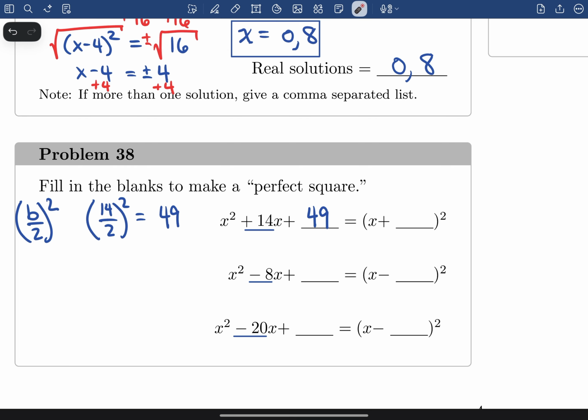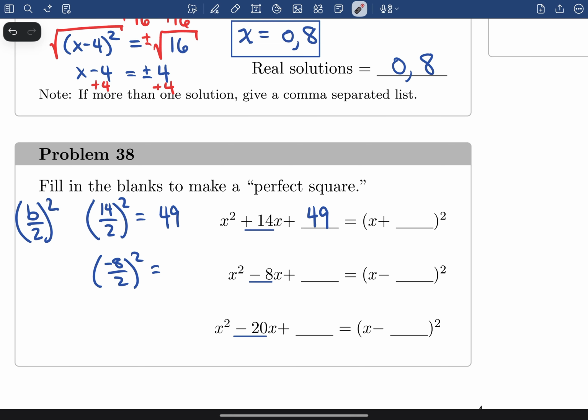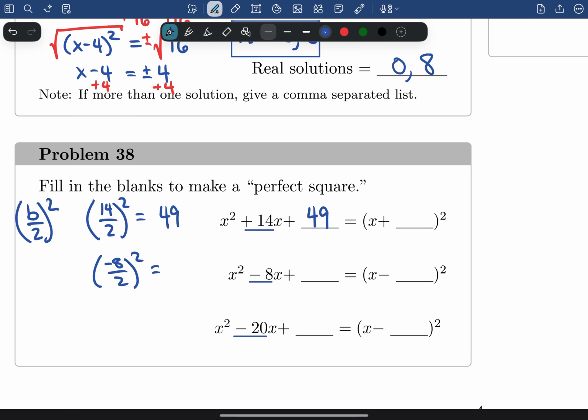Let's try it again in the second case. Let's take negative 8. Now divide it by 2 and square it. Well, negative 8 divided by 2 is negative 4, and negative 4 squared is positive 16. Remember, when you square a negative number, the result is positive. Moving on, let's take the b value of negative 20 and divide it by 2 and square it. Negative 20 divided by 2 is negative 10, and negative 10 squared is 100. So I put 100 here.